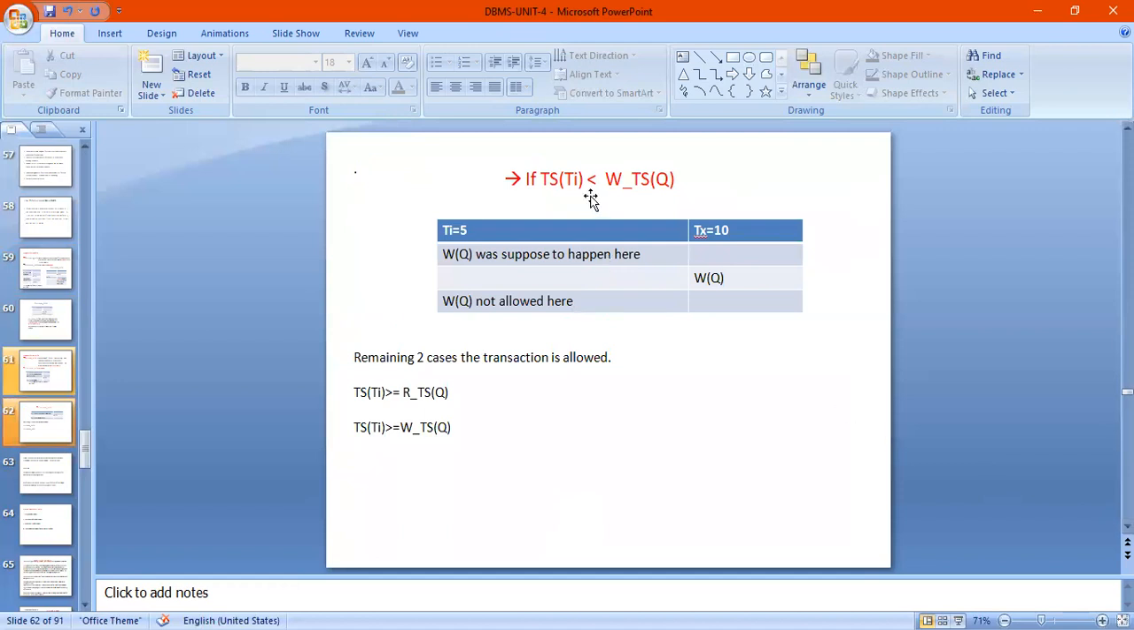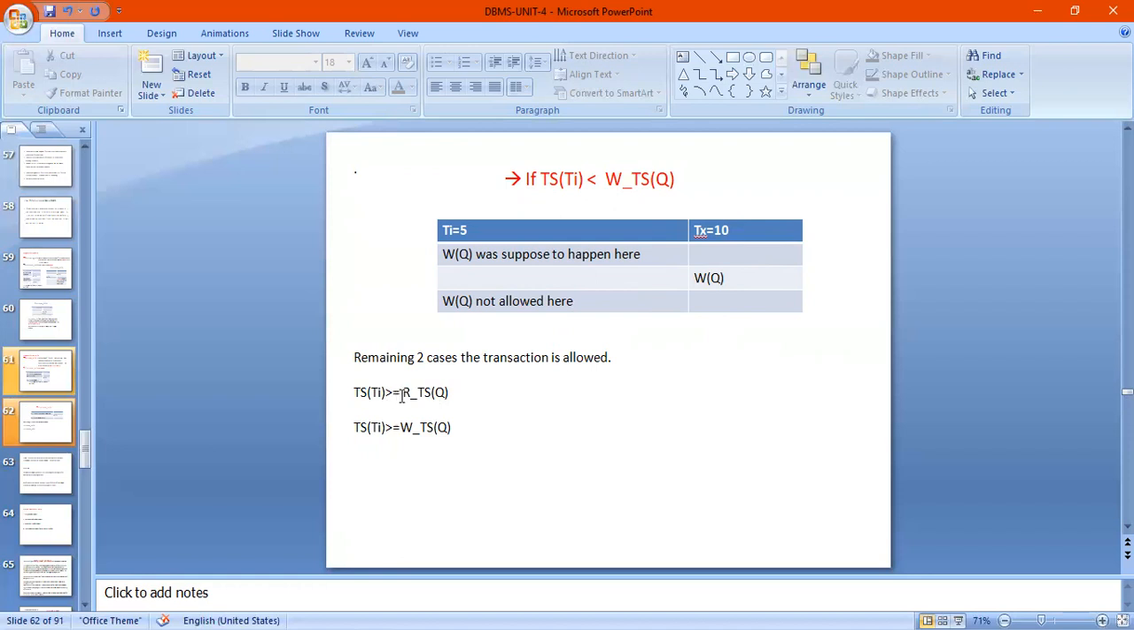If TS of Ti is less than write TS of Q, then when Ti is 5 and Tx is 10, write of Q is supposed to happen here. Here in Tx, nothing is happening. Here Ti of 5, nothing, no operation. But write of Q is happening in Tx of 10. Again here Ti of 5, write of Q is not allowed here and Tx of 10 has no operation. In the remaining two cases, the transaction is allowed.